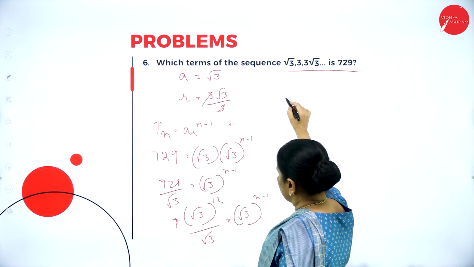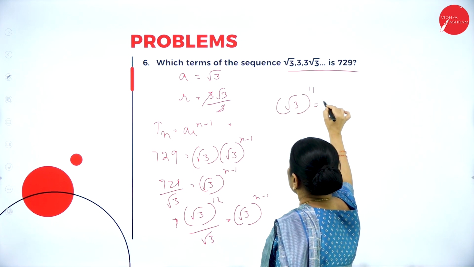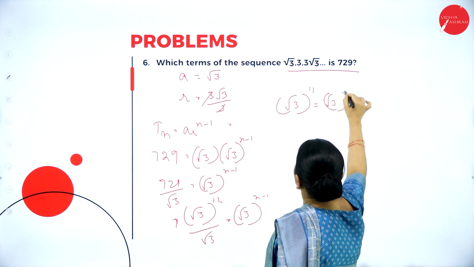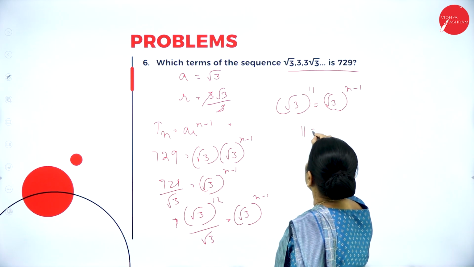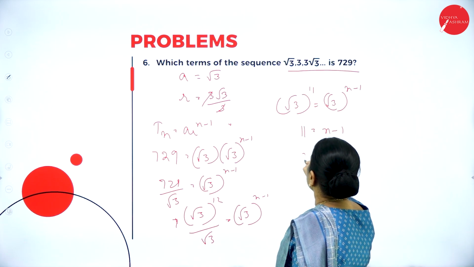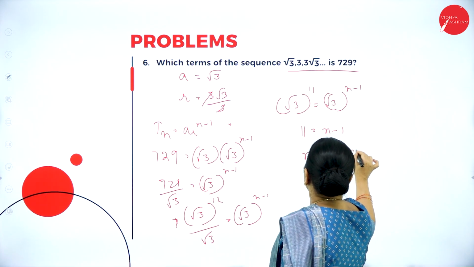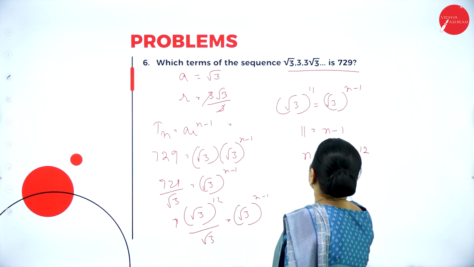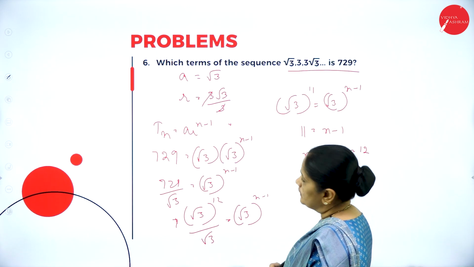So root 3 gets cancelled. So root 3 to the power 11 equals root 3 to the power of n minus 1, or 11 equals n minus 1. N equals 11 plus 1, that is 12. So n equals 12. That is the answer.